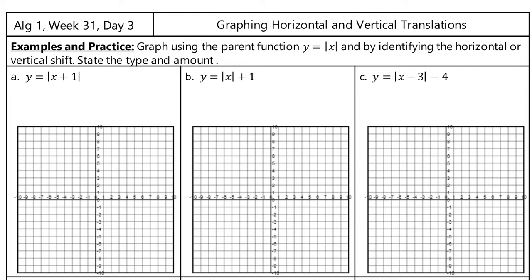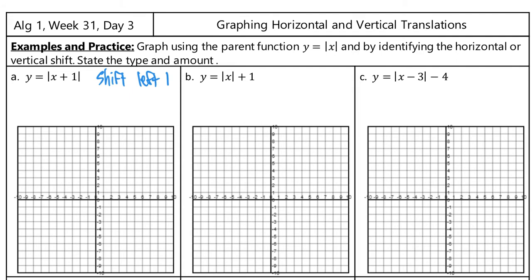So what we need to do on this first one, on example A, is we need to say, okay, well, that +1 on the inside, positive for x is to the right, but we need to actually go the opposite, which is left. So this is going to just be a good old shift left 1.